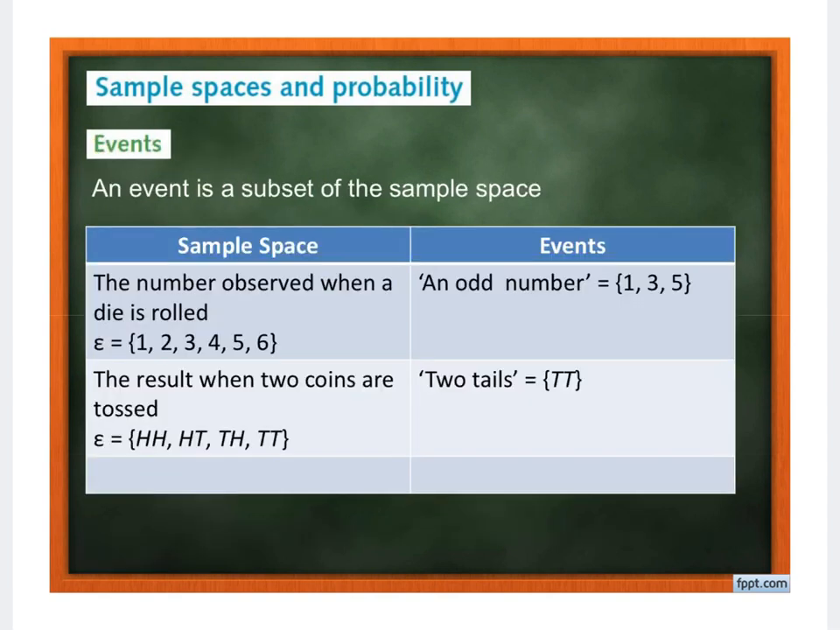An event is a subset of the sample space. For example, the sample space when a die is rolled is 1, 2, 3, 4, 5, 6, and the event is a subset of 1, 2, 3, 4, 5, 6. For example, an odd number is 1, 3, 5 from the die rolled. Another example is when two coins are tossed. The sample space is head-head, head-tail, tail-head, and tail-tail. The event, two tails, is tail-tail.